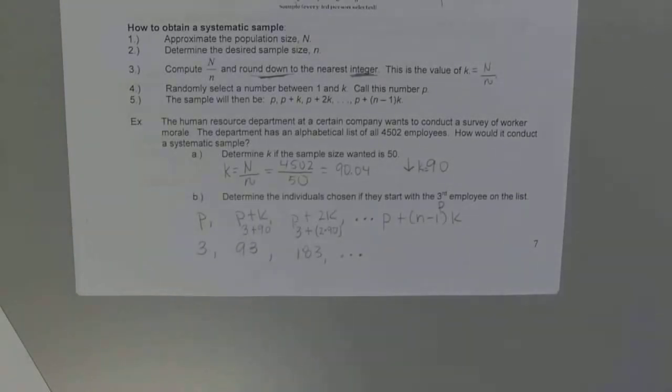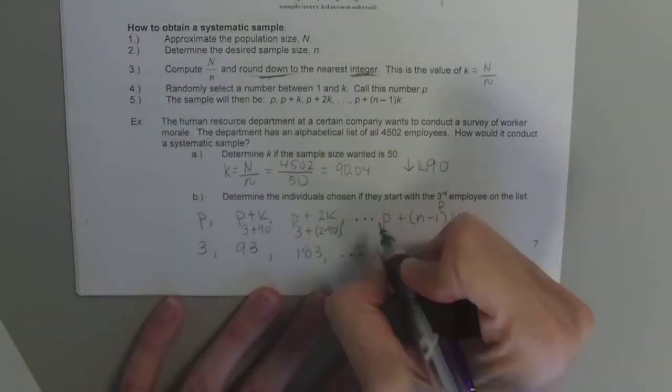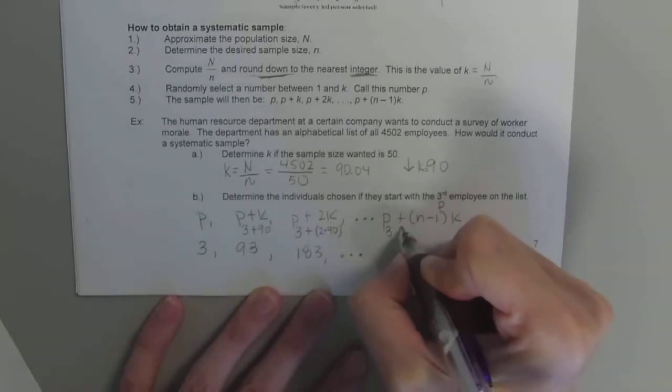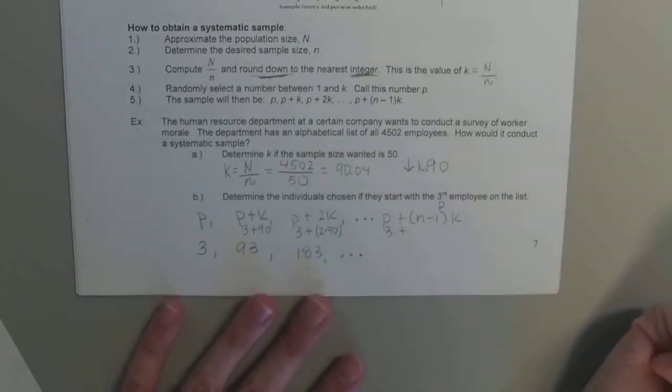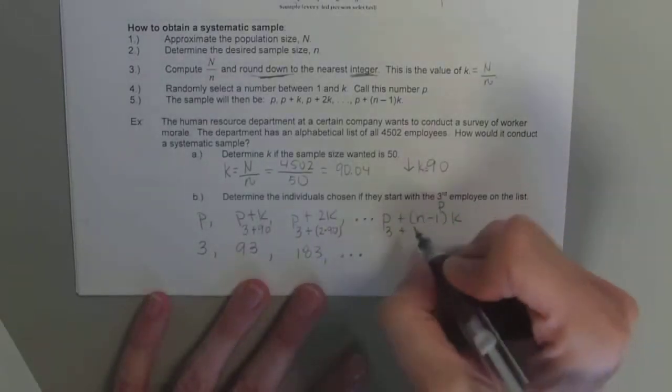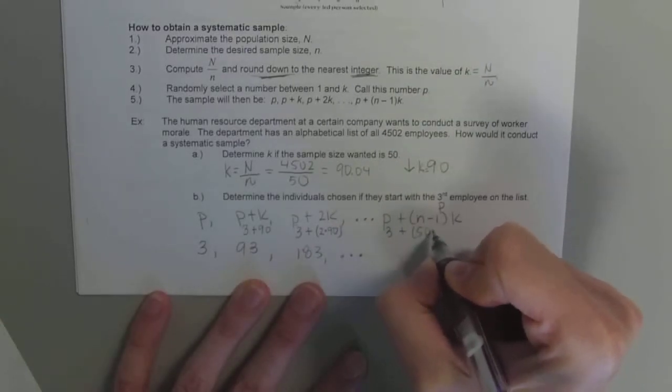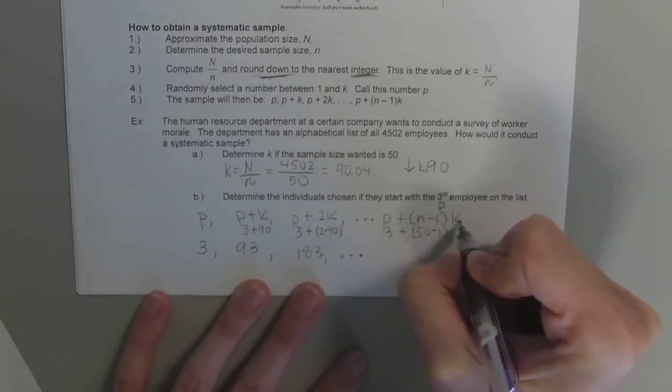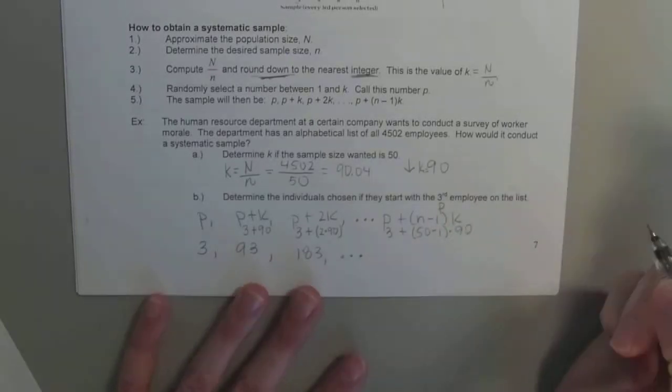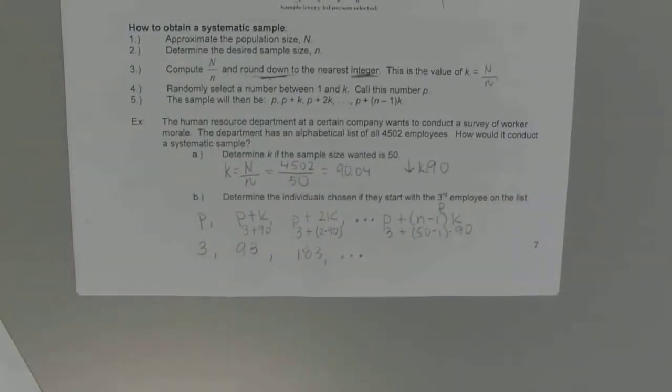So let's figure out who this very last employee that's going to get chosen. P was who we started with initially, plus, what's little n stand for? 50. It was our sample size, right? So we have 50 minus 1 times our K, which we decided was 90. Guys, if you type it in your calculator exactly how you see it, 3 plus parentheses, 50 minus 1 parentheses times 90, you'll get the right answer. Or you can kind of do a little bit in your head.